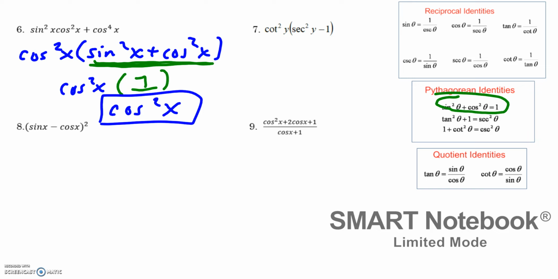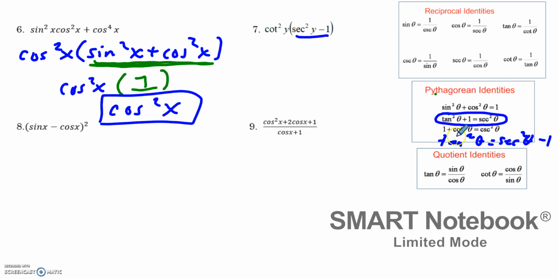Number 7 is a similar idea. Secant squared minus 1. Let me erase this here. Let's look at the Pythagorean identities again because I see some squared terms. My eye goes to this identity here because I see something minus 1. So what if I moved the 1 to the other side? If I subtracted 1 over here, I would have that tangent squared of theta is equal to secant squared theta minus 1. And that is exactly what's here.